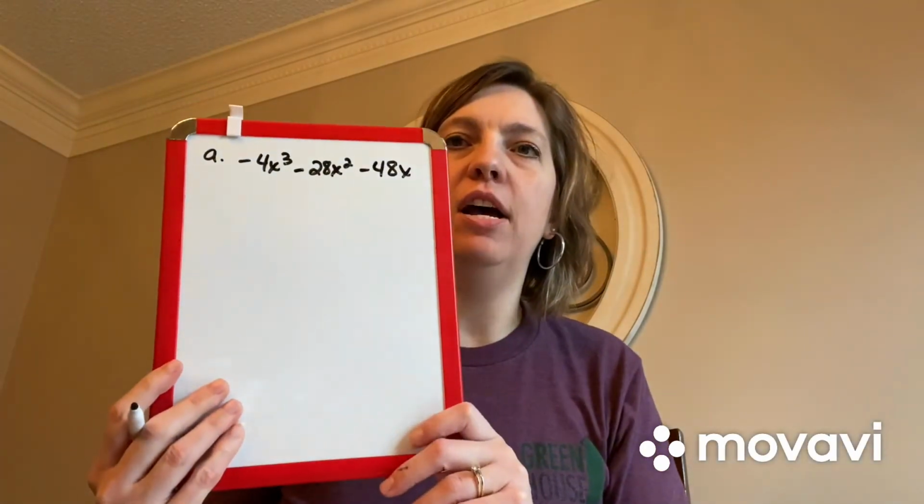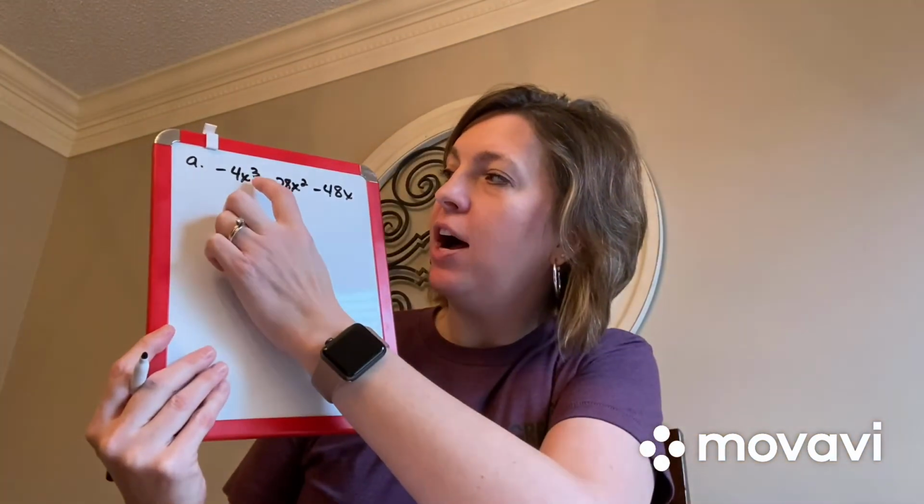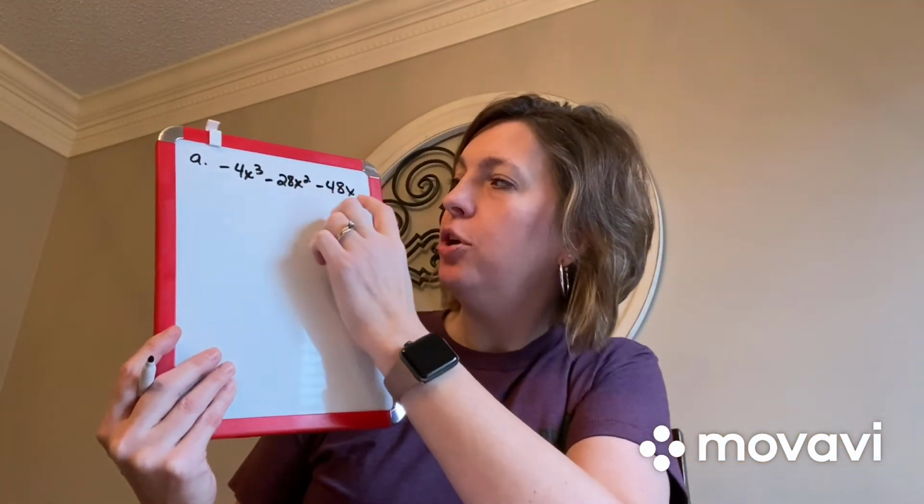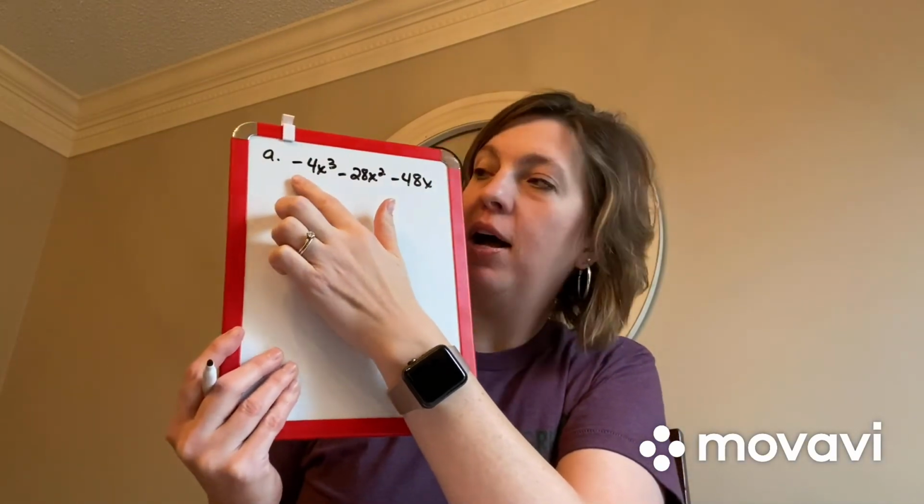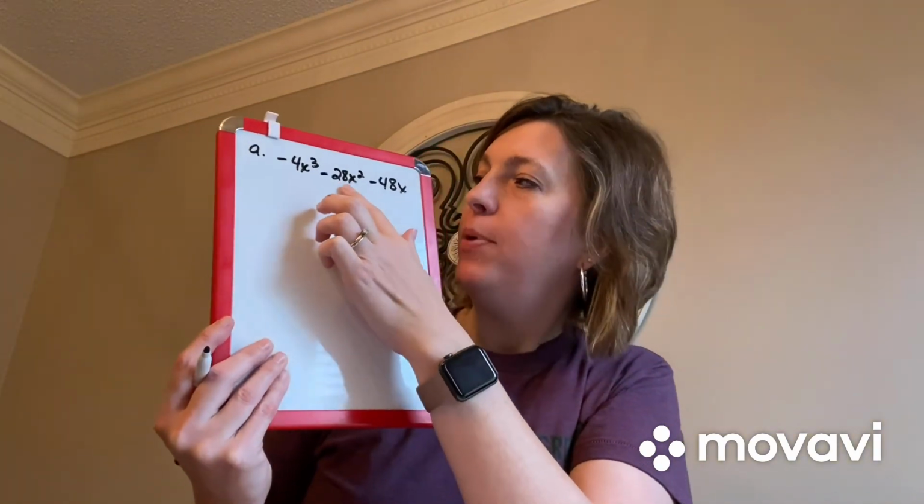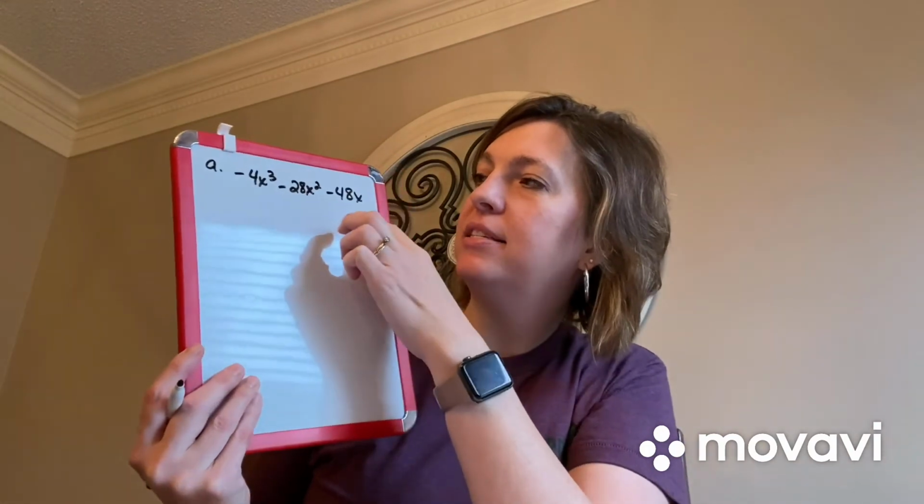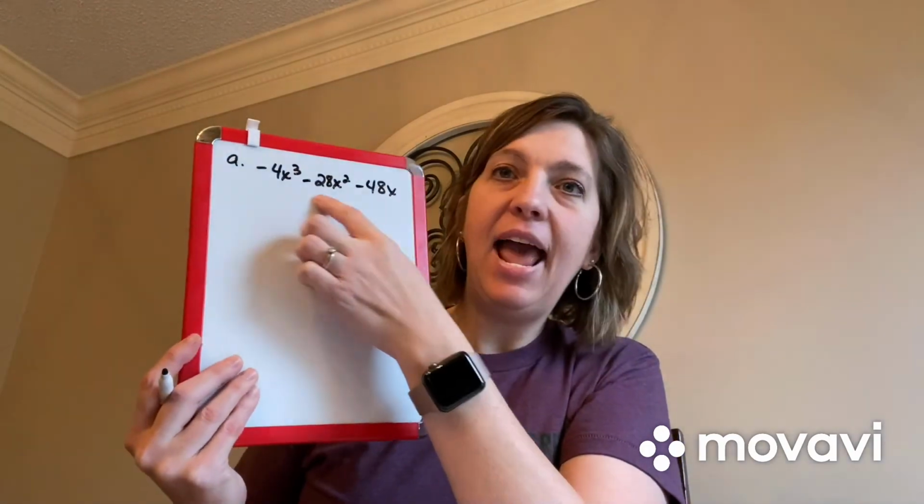All right, so practice A on page 290, and it is negative 4x cubed minus 28x squared minus 48x. Now let's start out by asking ourselves, is it in the right order? I've got exponent 3, 2, and then 1. It is. My leading coefficient is not positive, so I need to take out a negative, but did you notice that everything has something in common? It has an x in common.